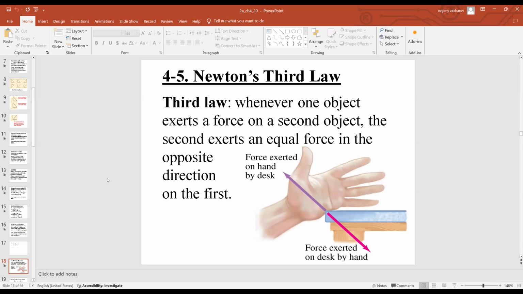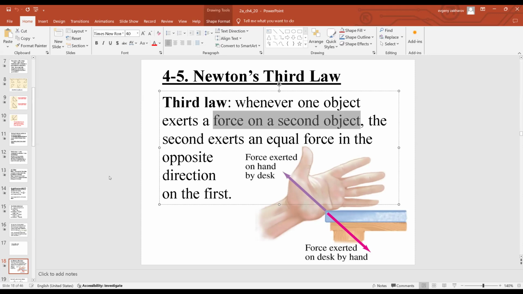So for any kind of force that you can think of, say action force, for any kind of action, there's always going to be a reaction force. And reaction means it's going to be opposite direction. It's always opposite direction. And that reaction must be exactly the same.